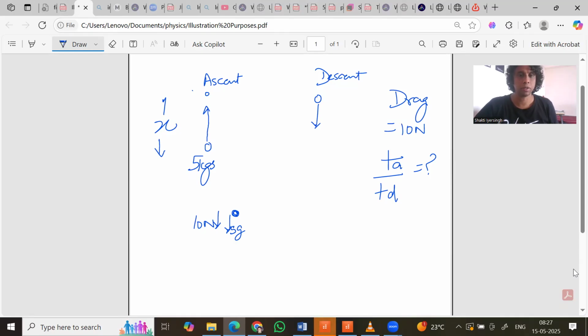So what I'm going to write here as the equation is 5g plus 10 newtons equals 5 times a. And I'm taking a downwards. And I'm going to take the value of g as 10 meters per second square. So this becomes 50 plus 10, 60 equals 5 times a. And I get a equals 12 meters per second square downwards. Right?